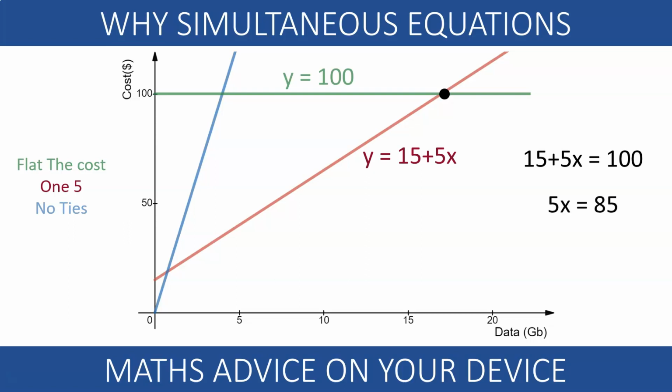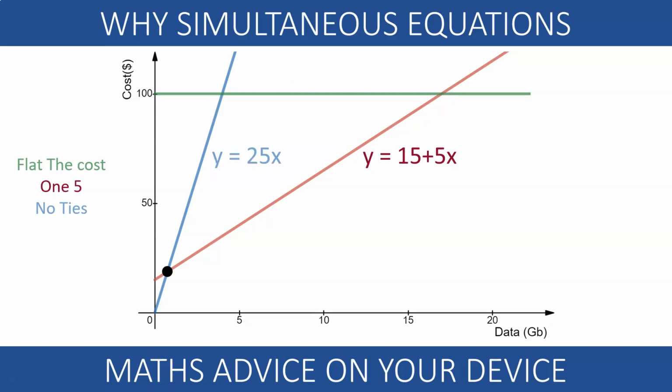15 plus 5x equals 100 when 5x equals 85. Dividing both sides by 5, we end up with x equals 17. For more than 17 gigas of usage, Flat the Coast is definitely the one to go for. However, if you are planning to use your connection for only the basics, you may be better with any of the other two companies.